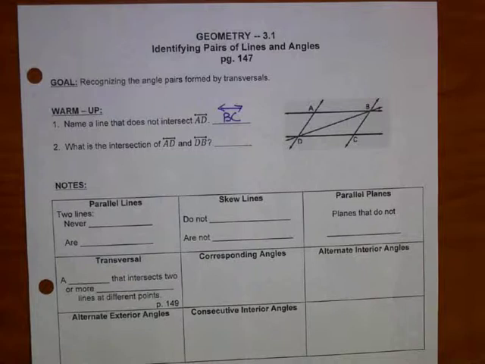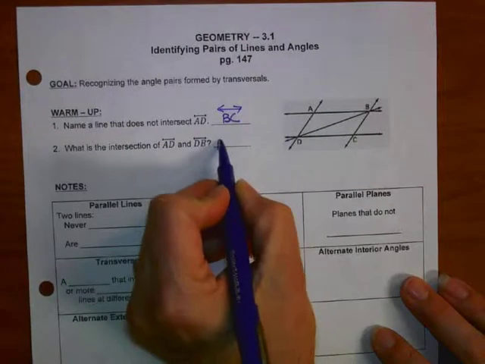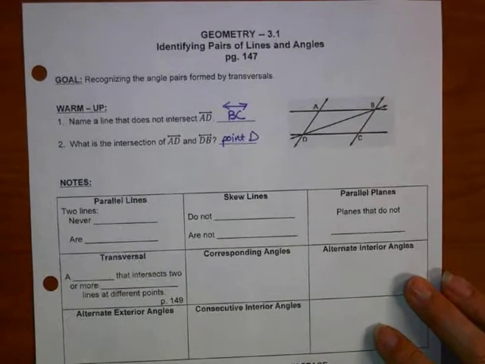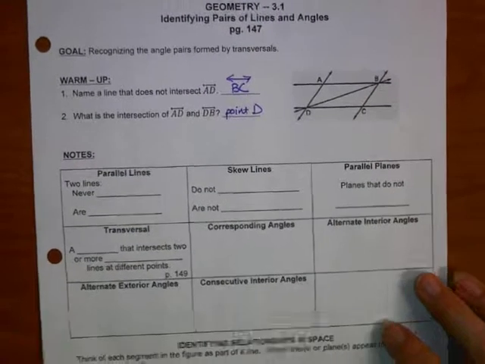What is the intersection of line AD and line DB? Yes, now you could just put D or you could write point D. Okay? All right, hope that didn't boggle your mind too much there.